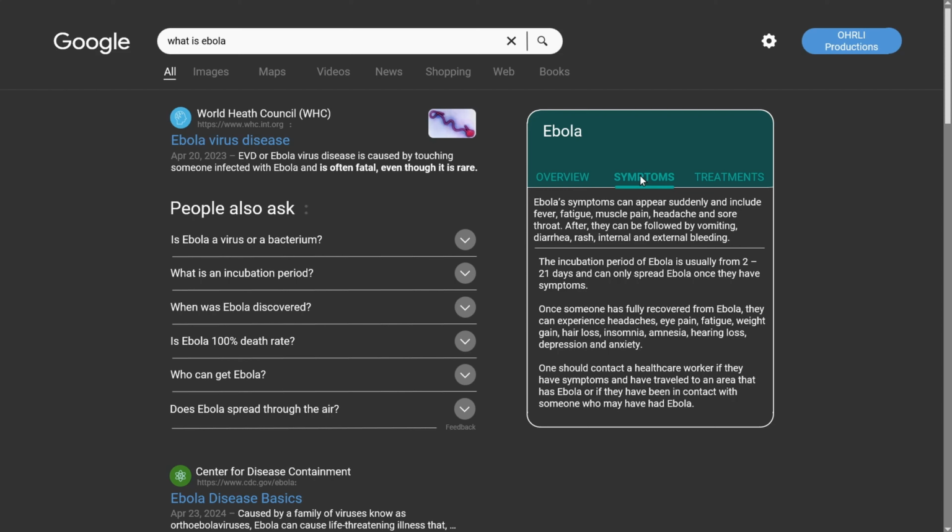The first symptoms can occur without warning and appear suddenly, including fever, fatigue, muscle pain, headache, and sore throat, followed by vomiting, diarrhea, rash, internal bleeding, and external bleeding. Finally, Ebola causes liver and kidney failure. If someone is lucky enough to survive and recover from Ebola, they can experience headaches, eye pain, fatigue, weight gain, hair loss, insomnia, amnesia, hearing loss, depression, and anxiety.